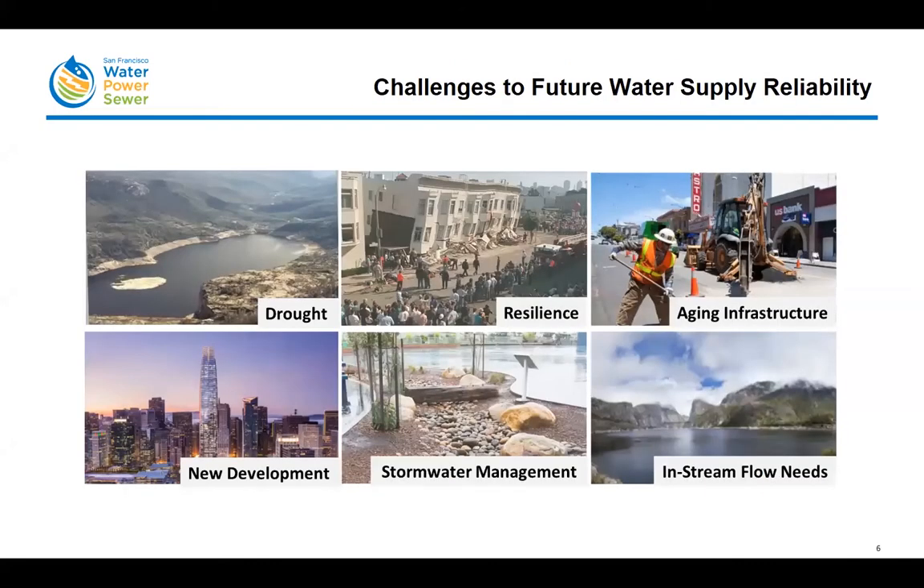We face a lot of challenges to our future water supply reliability. Focused here on this slide, things like drought. We are always concerned with building resilient infrastructure, and to that vein, a lot of our infrastructure is aging rapidly. We also are challenged with providing new water supplies for the booming new development that's happening here in the city, as well as meeting stormwater management goals, and challenged by some regulatory and stream flow requirements on our water system.